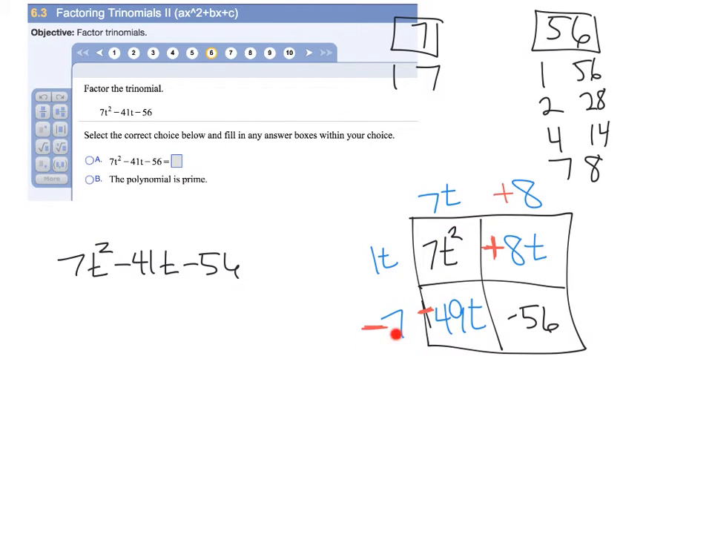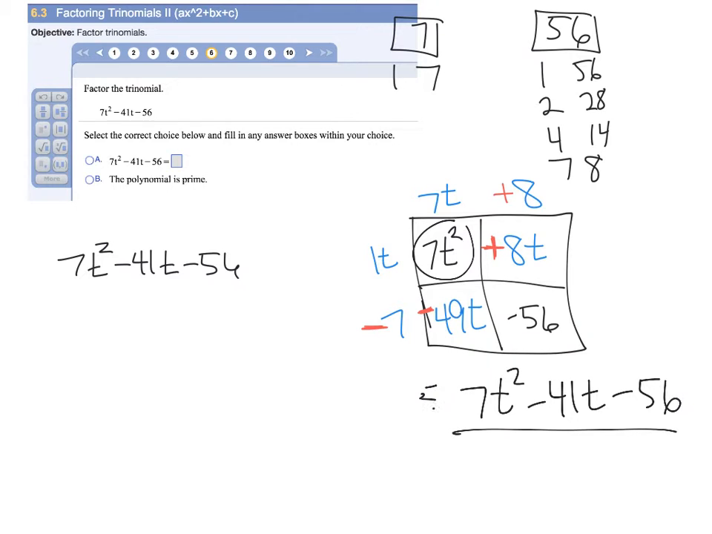I see negative 7 times positive 8 gives me the negative 56. And then sure enough, negative 7 times 7t is negative 49t, and 1t times 8 is 8t. And so there are our factors. So we know that if we were to add these together and combine our like terms, we would get exactly what we're hoping for.